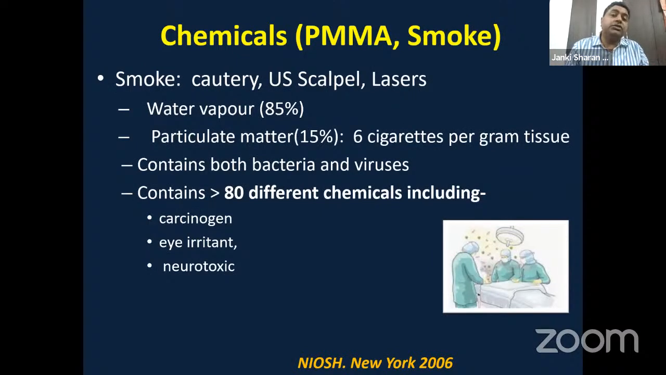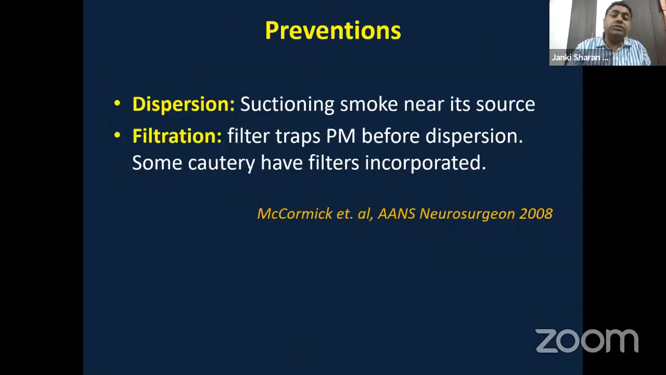The other thing is smoke. When we are using the cautery or the ultrasound scalpel or laser, it produces smoke. And when we compare it, 1 gram of tissue, if it gets burned, produces smoke equivalent to 6 cigarettes. Smoke contains mainly water vapor and particulate matter. We are worried about particulate matter and other things like bacteria, viruses, and different chemicals, which can be carcinogen, irritant, neurotoxin, like toluidine, benzene, etc. So how can we reduce the smoke in our OT theater? By using suction near its source, or by having a filter trap, like a few of the cautery have a filter incorporated in it.